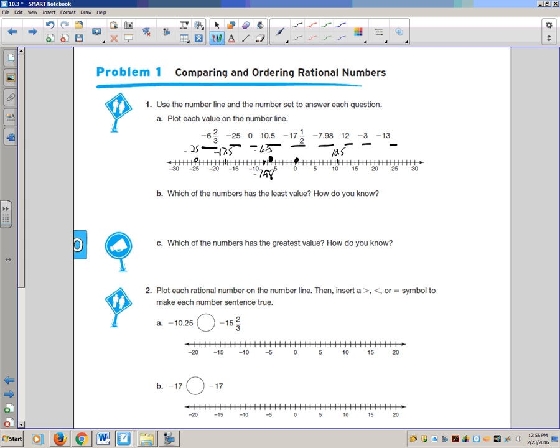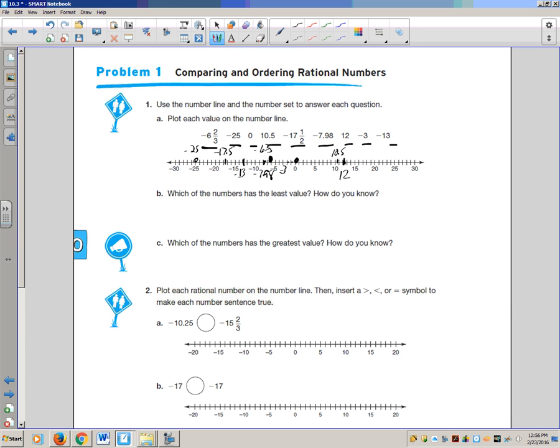Write that down there. 12. No positive sign, but that's okay. We don't need it. 12. Negative 3. Here's 0. 1, 2, 3. Make sure you go negative. And then the last one is negative 13, which is right there.